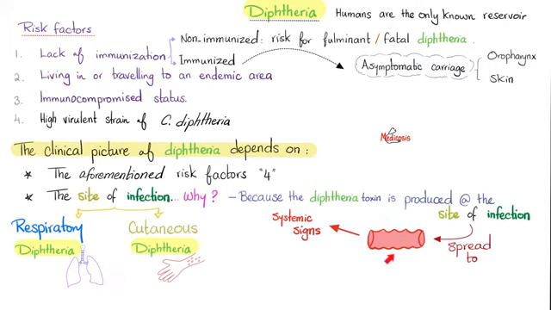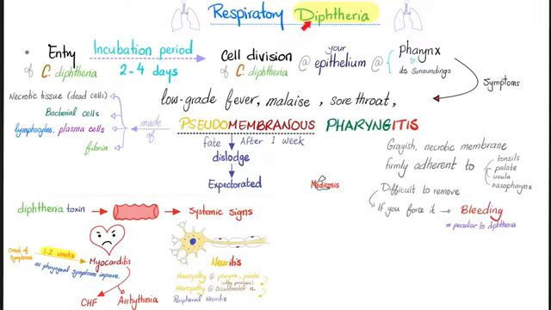When you have toxin in your blood, this is called toxemia. Not to be confused with having bacteria in the blood, bacteremia. They are not the same. Let's start by talking about respiratory diphtheria, and then we'll talk about cutaneous diphtheria.